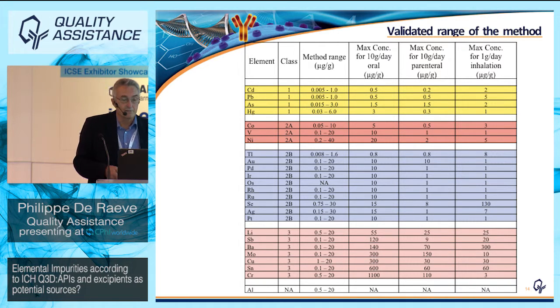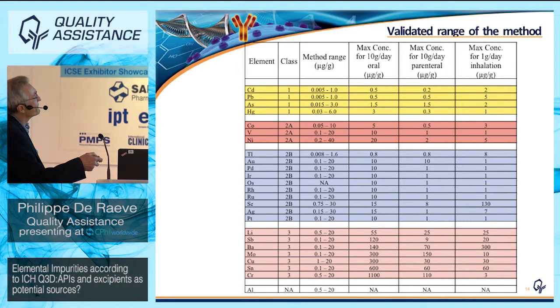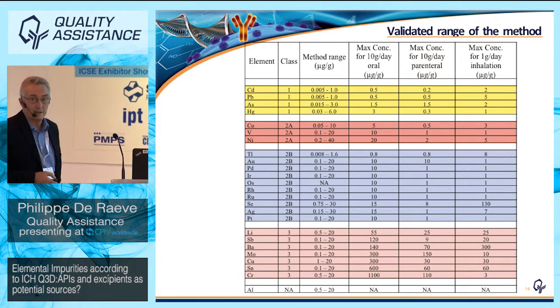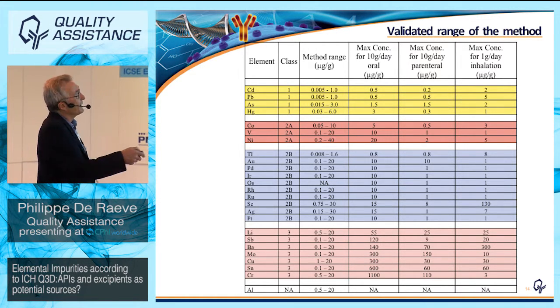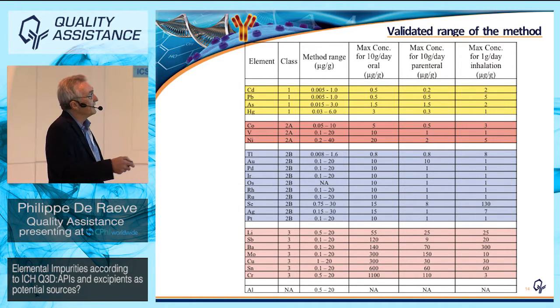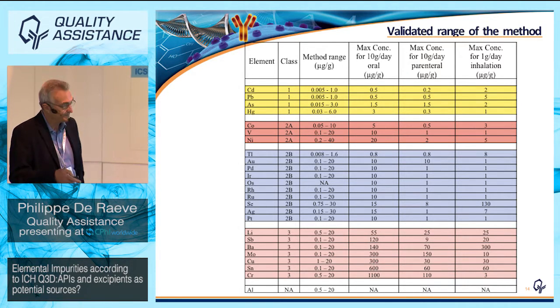So here is the validated range of the method. You can see here the range in microgram of elemental impurity per gram of sample. And in the last three columns, I've presented the maximum concentration of elemental impurities in 10 grams per day for an oral administration, 10 grams per day for a parenteral, and 1 gram per day for an inhalation product. And you can see that these maximum levels are well within the range for each elemental impurity.